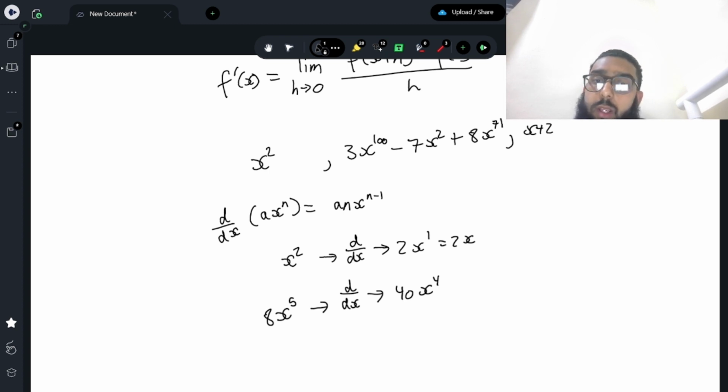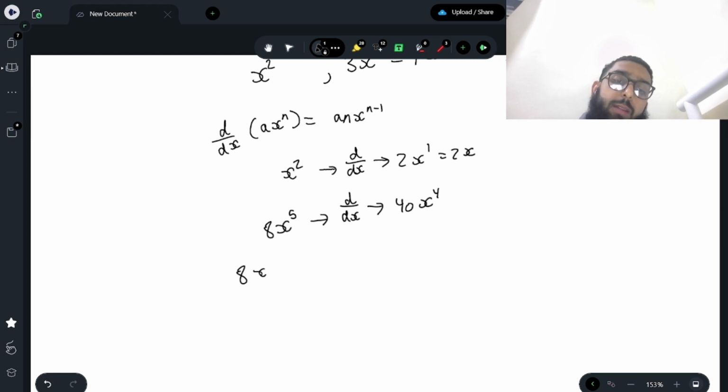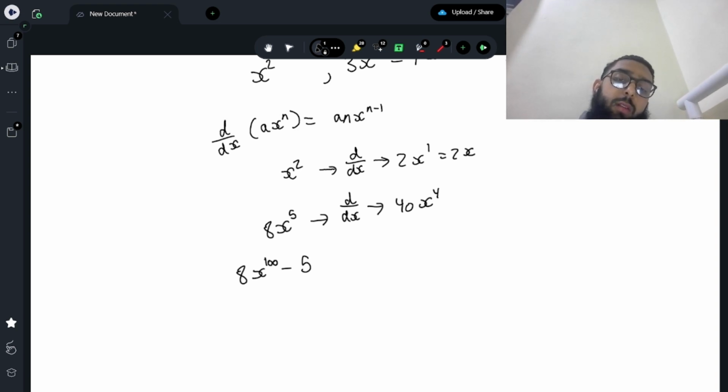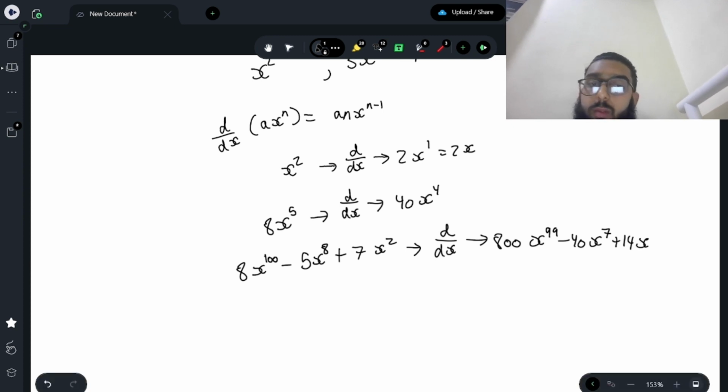As you can see, this is quite useful, especially when you have long polynomials, like let's say 8x to the 100 minus 5x to the 8th plus 7x to the 2nd power. We can automatically differentiate this to give us 800x to the 99th minus 40x to the 7th plus 14x, and that is it. So it's quite quick.